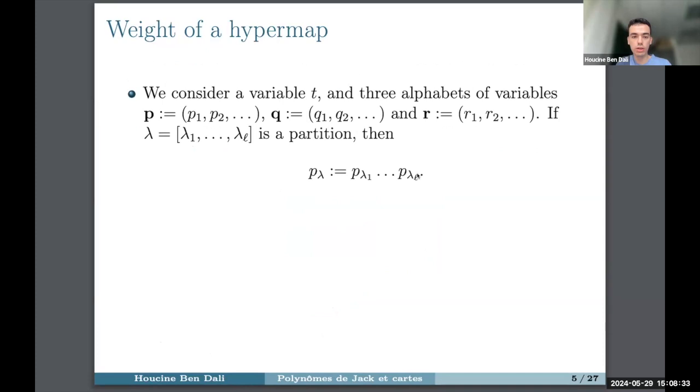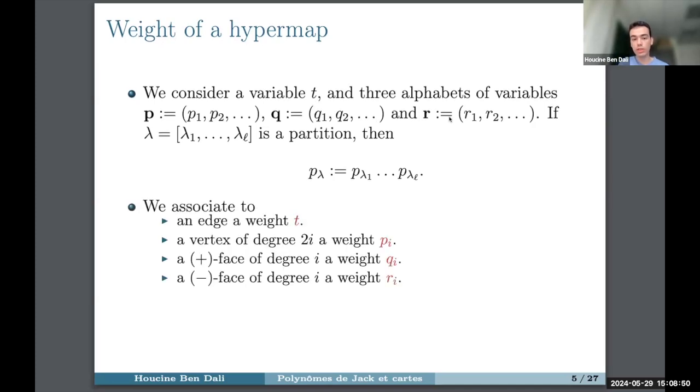So if you want to keep track of this information, we need to use variables. The first variable t will keep track of the size of the map, and then we have 3 alphabets of variables, p_i, q_i, and r_i, which correspond respectively to vertices, plus faces, and minus faces. So more precisely, the weights that we will consider in the generating series are the following. To an edge, we associate the weight t. To a vertex of degree 2i, we will associate the weight p_i. And to a plus face of degree i, we will associate the weight q_i, and we do the same for minus faces with the alphabet r_i.